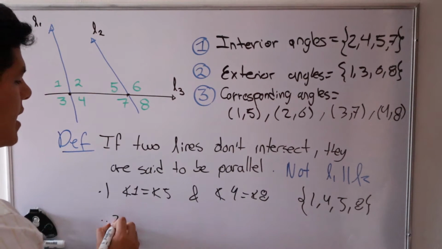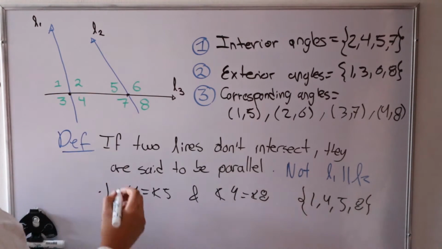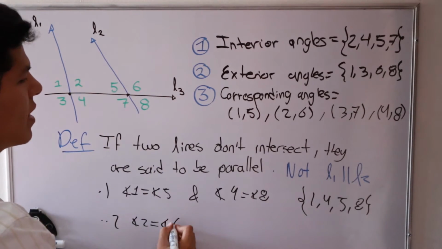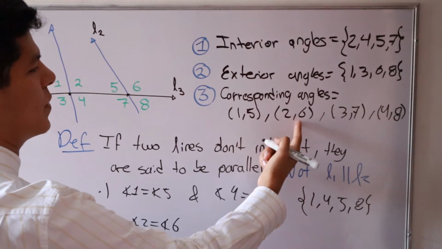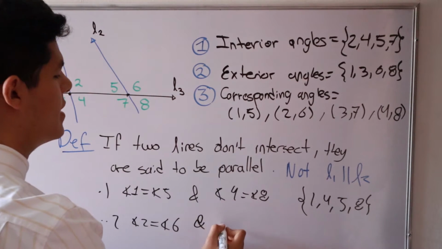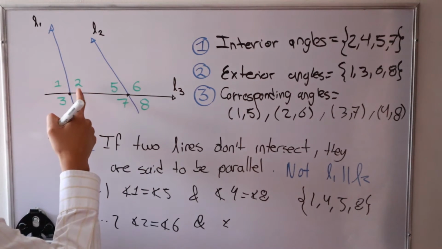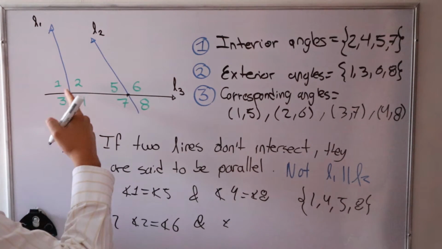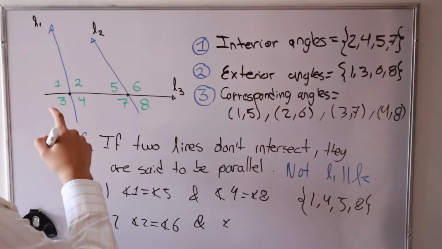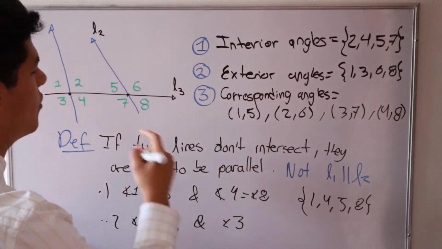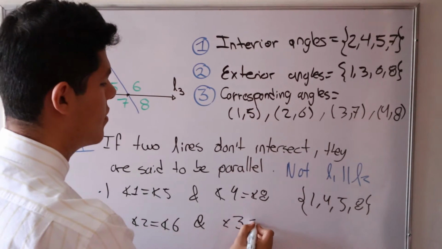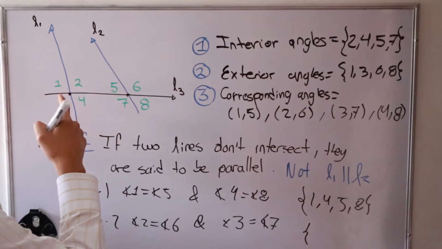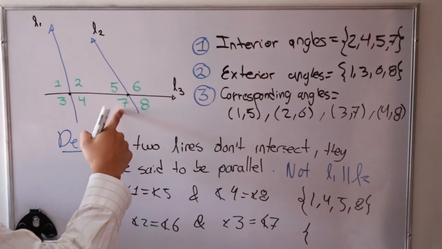Finally, in the second case, we have that the angle 2 is equal to the angle 6 because they are a pair of corresponding angles. And because of the same argument, that opposite angles are congruent, in this case 3, we have that the angle 3 will be congruent to the angle 7. So the angles 2, 3, 6 and 7 will be equal.